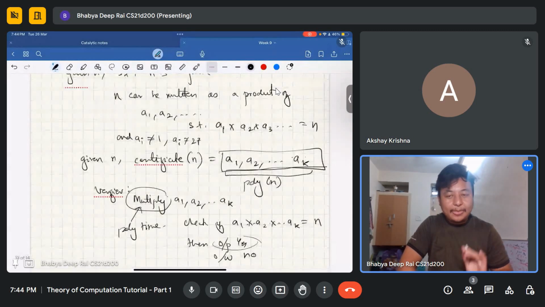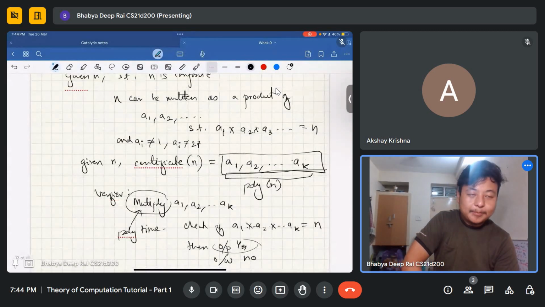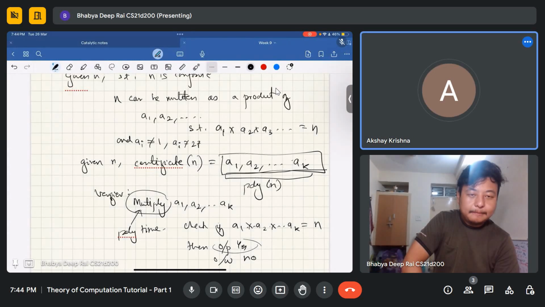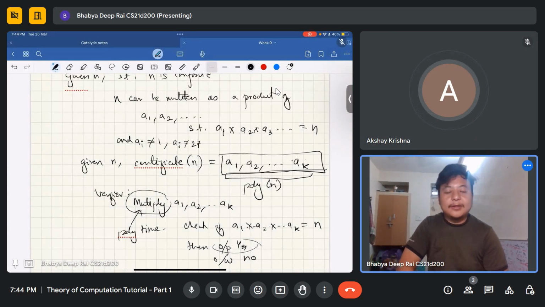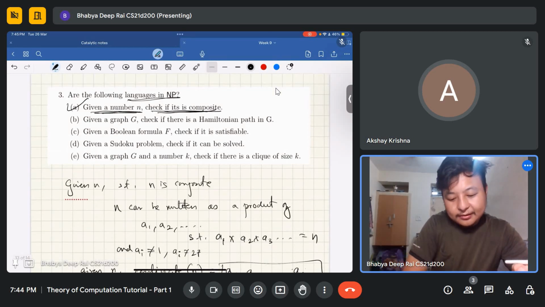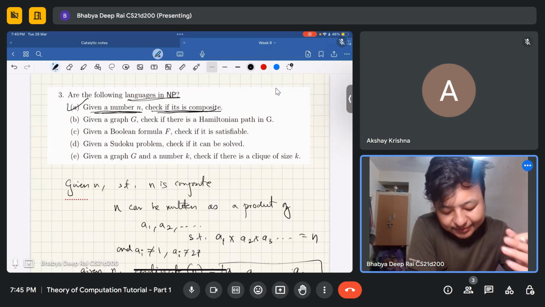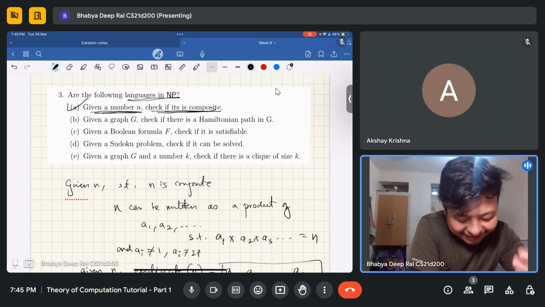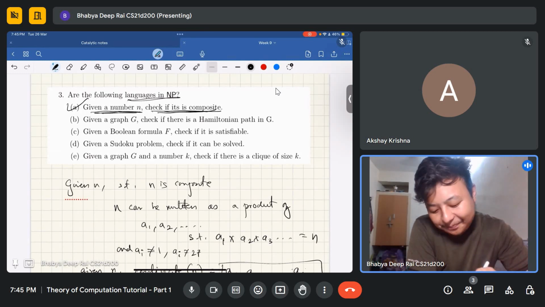Is it clear? Okay. So the certificate is just the set of all factors. Okay.